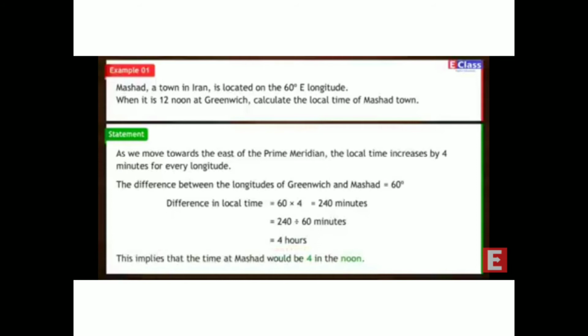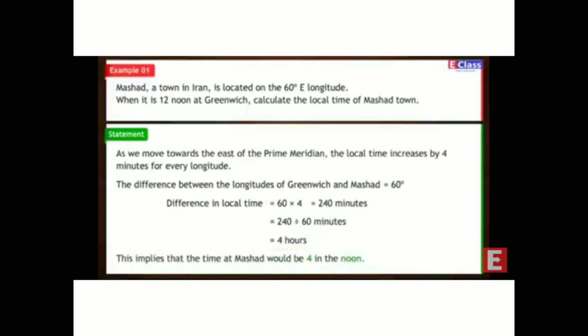So what we see is that time increases in the east. So what we should do: 12 plus 4, after 12 we should consider 4 hours. The time at Mashhad would be after 12: 1 o'clock, 2 o'clock, 3 o'clock and 4. So it is 4 in the afternoon.